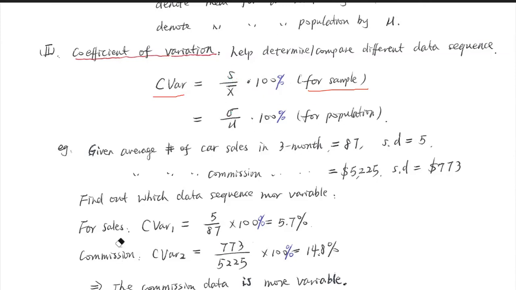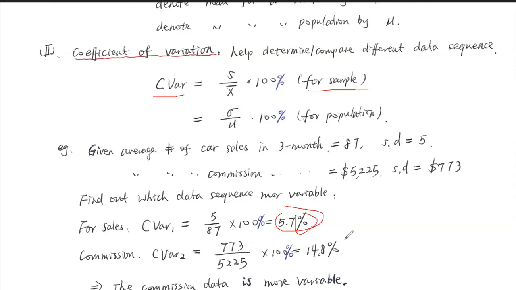So in this case here, for the number of car sales, we can calculate the coefficient of variation: the standard deviation 5 divided by 87 multiplied by 100. The purpose of multiplying by 100 here is to help us get everything in terms of percentage. Okay, I mean, essentially, when you multiply by 100%, everybody, it's like multiplying by 1, right? There's no change. But the purpose of doing that is to get a percentage. Okay, so we got 5.7%.